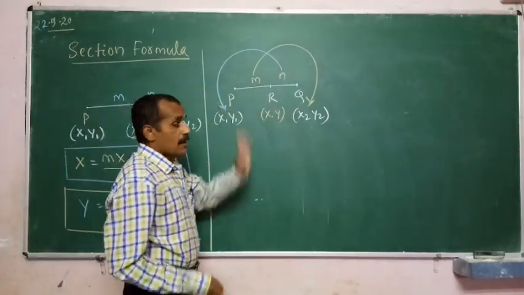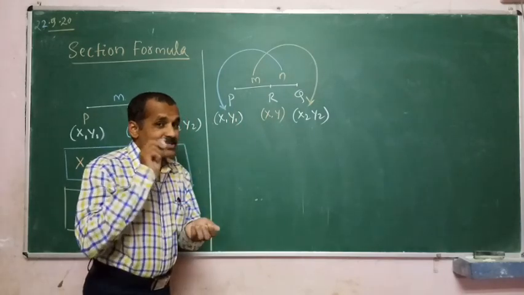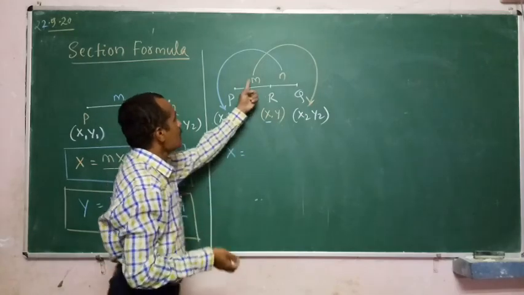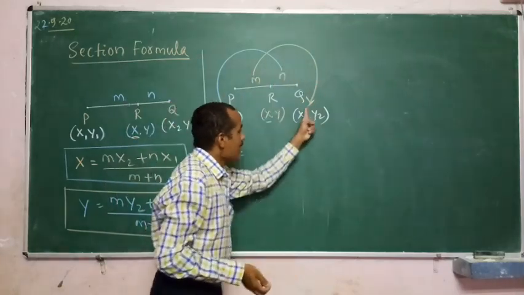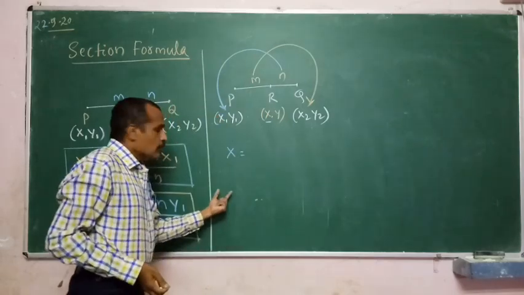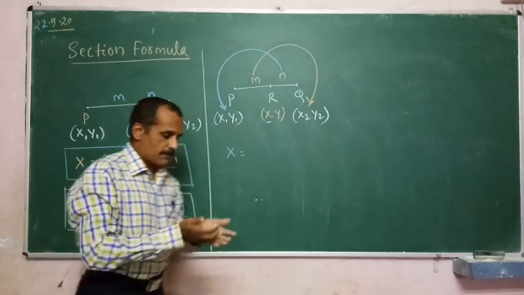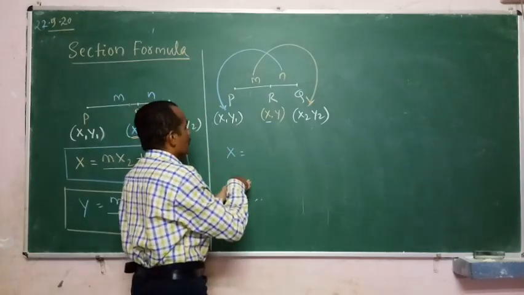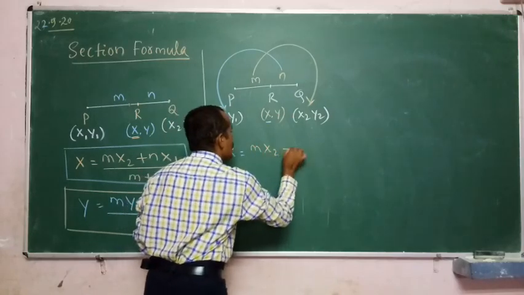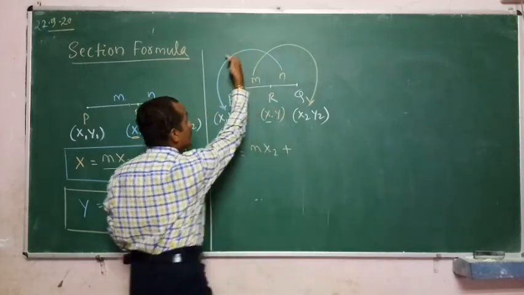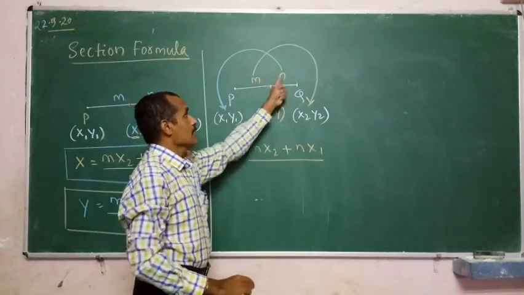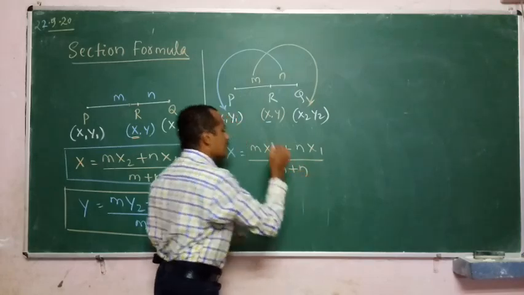Keep in mind the formula is generated to find the value of x. I will write x is equal to, start from here, m x2. Whenever you are finding the value of x, everywhere x should come. When you want to find the value of y, everywhere y should come. So x is equal to m x2 plus n x1, divided by m plus n. M plus n is always in the denominator.